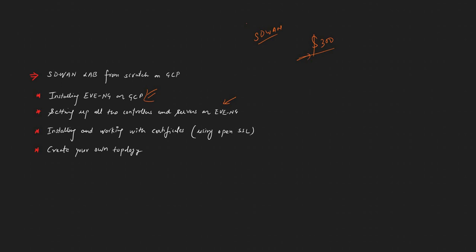Once we are done, we need to install certificates so that these controllers authenticate each other, and to do that, we are going to use OpenSSL. Once done, we can create any topology. Any topology means you can have two data centers and several branches, and you can connect them with each other over the SD-WAN overlay, or the SD-WAN network. So this is going to be the whole agenda for this session.